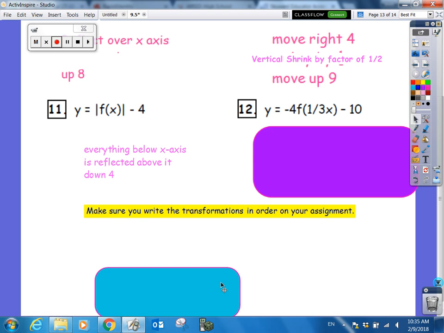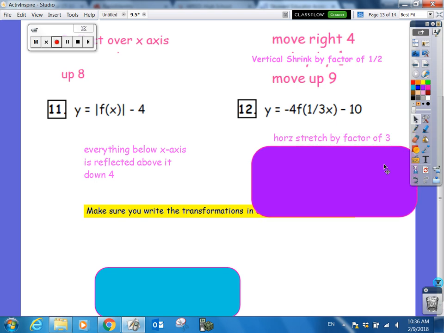All right, and then this last one, the middle step, you can do a couple different things. You have to do this first in the parentheses. So remember, that's the reciprocal one. It deals with the x, which is the horizontal axis. So it's going to be the reciprocal. So 3, that means it's going to get bigger. So it's going to be a horizontal stretch or an expand by a factor of 3.